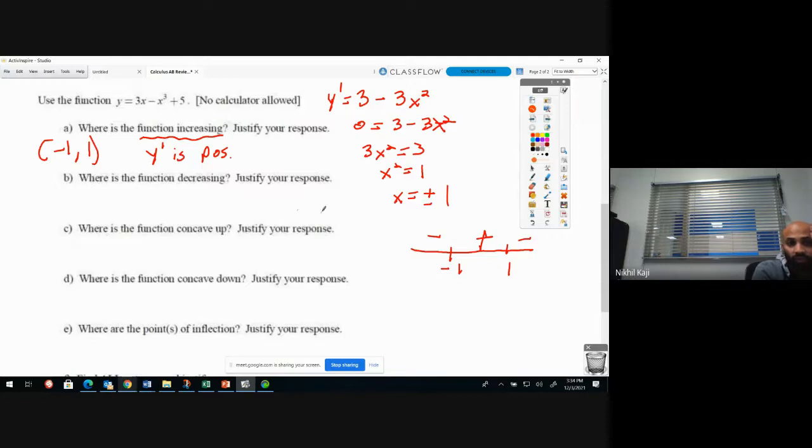When is a function decreasing? -infinity to -1, and 1 to infinity. Justify it. That's where y prime is negative.